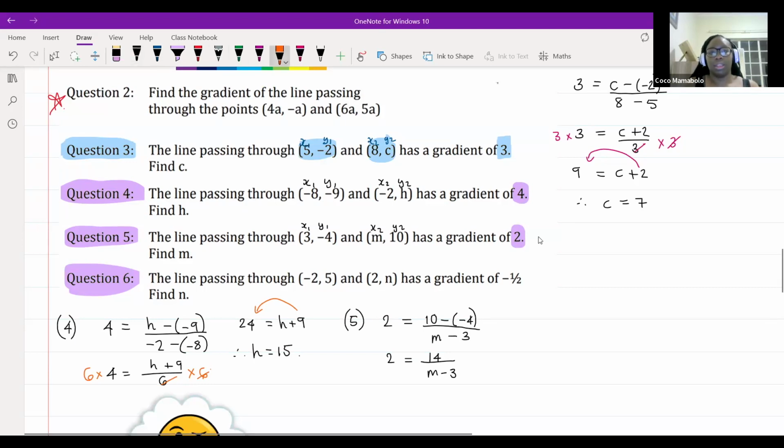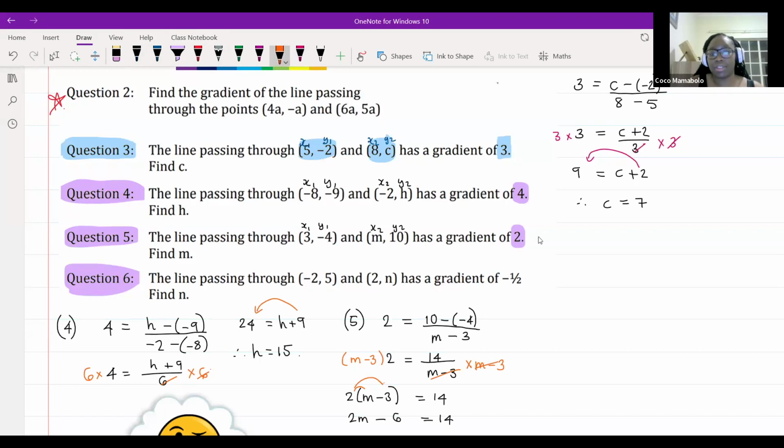Now I want m minus 3 out of the denominator, but if I multiply this side by m minus 3, I'm going to have to multiply this side by m minus 3. But because there's a 2 here, I'm then going to have to multiply the whole of m minus 3 by 2. So those will cancel. And I should then have 2, and in brackets, m minus 3 is equal to 14. Now, this means that I must distribute. Right, so I'm going to end up with 2m minus 6 is equal to 14.